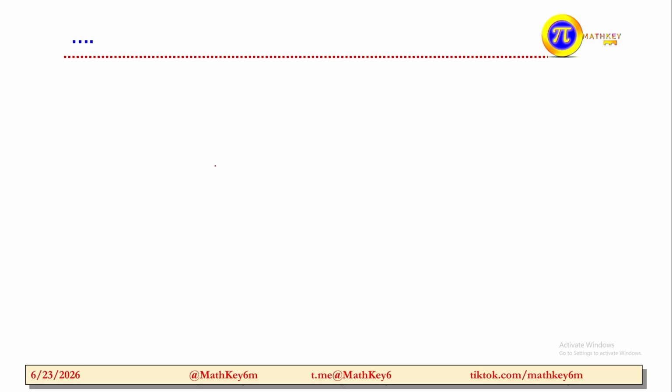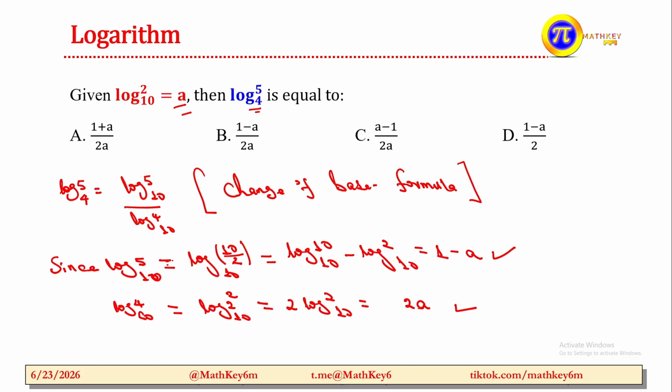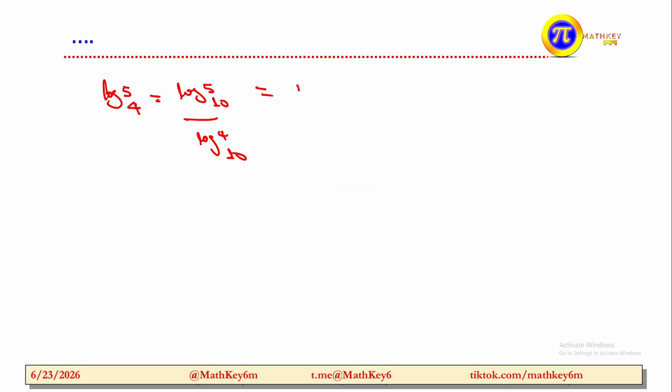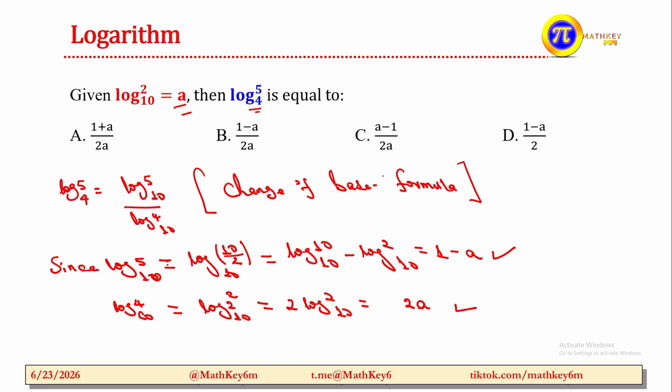What we want is log 5 in base 4, using the change of base formula. This is log 5 in base 10 over log 4 in base 10, which equals, as observed there, 1 minus a over twice a. So the value of log 5 in base 4 becomes 1 minus a over 2a. From the given alternatives, the correct answer for this is B.